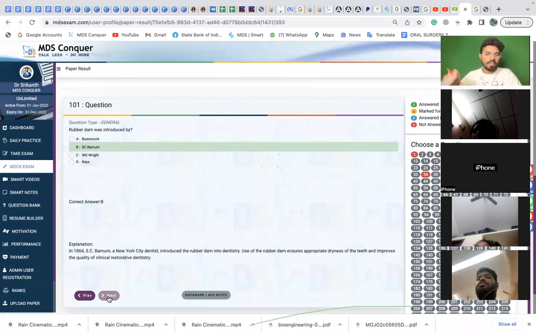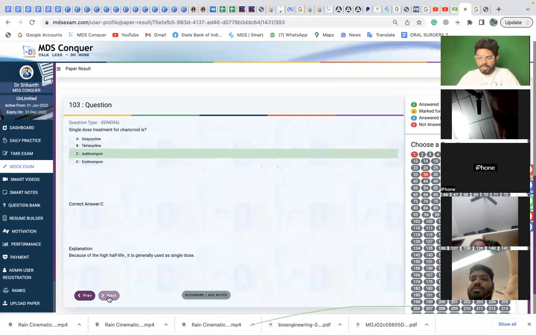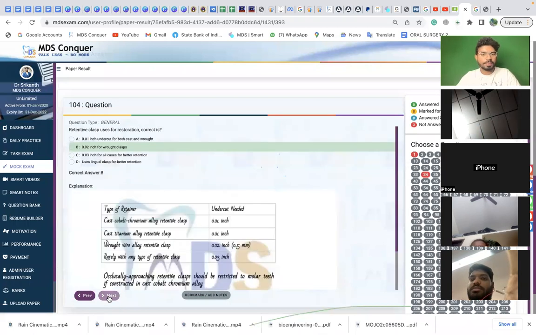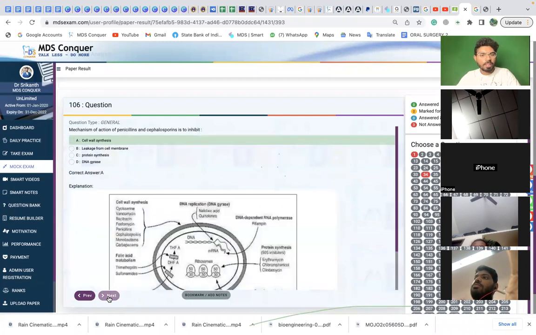Is it easy or difficult? Very easy question. Rubber dam given by. Easy question. Single doses, easy question. The day before the exam, it was discussed on the group.